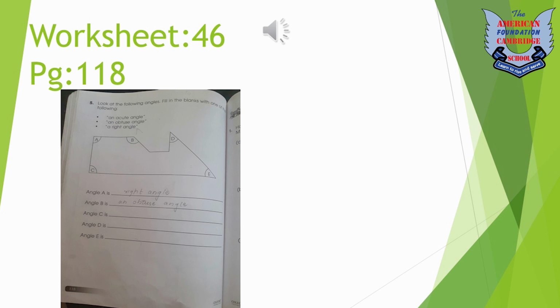Now angle B. As you are seeing, angle B is 2 lines and the second line is not making a right angle, but it's making an angle which is bigger than a right angle. As I have drawn a figure above angle B, you can see that I have drawn a line which is making 90 degrees, and the second line is the line which we are seeing in angle B, and it is obtuse because it's bigger than 90. You know that the definition of obtuse is bigger than 90. That's why we will write obtuse here. I am leaving C, D, E for you to solve.